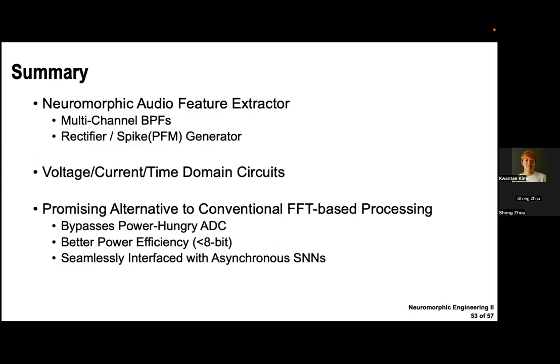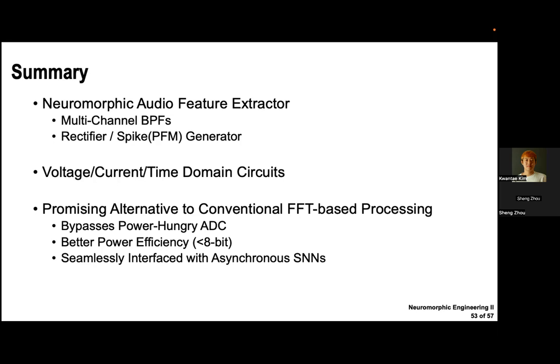So I'm going to give a summary of this talk. The neuromorphic audio feature extractor has a multi-channel bandpass filter-based architecture, with a rectifier and spike generator or PFM generator. It can be implemented using voltage, current, or time domain circuits. It is a promising alternative to conventional FFT-based processing, because FFT-based processing has been studied for a very long time and there is not much more room to study, compared to our neuromorphic feature extractor side.